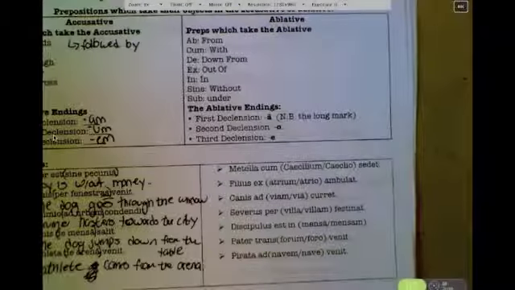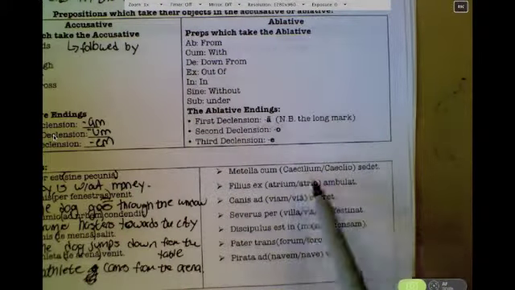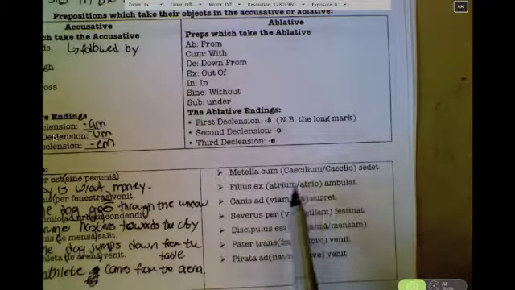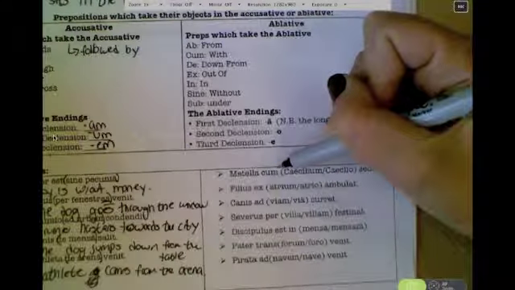So here you have to choose the word that should follow cum. So, Metella cum Caecilium or Caecilio sedet. Now I see that means Metella sits with Caecilius. Now I'm going to choose these forms because I know what case needs to follow cum.